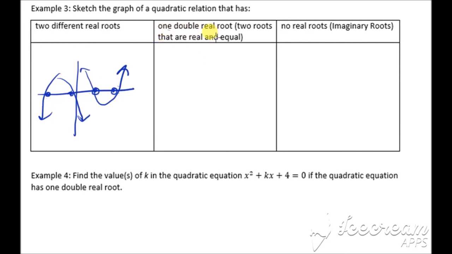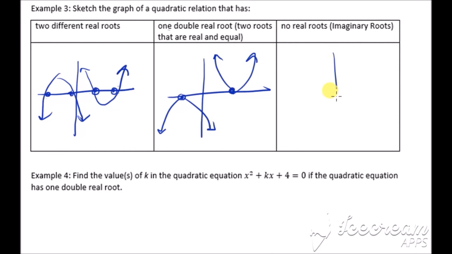Okay, one double real root, so 2 roots that are real and equal. So we're either going to have a vertex that lies on the x-axis and opens up, or on the x-axis and opens down. Okay, and then now no real roots. So above the x-axis it opens up, right? So K and A are the same sign, positive, positive, or negative, so it lies beneath the x-axis and then opens down.